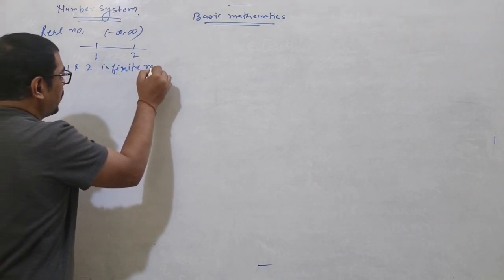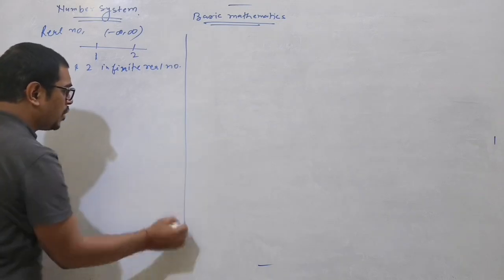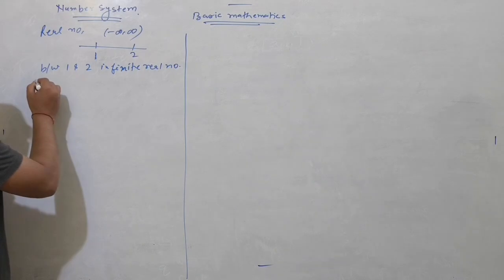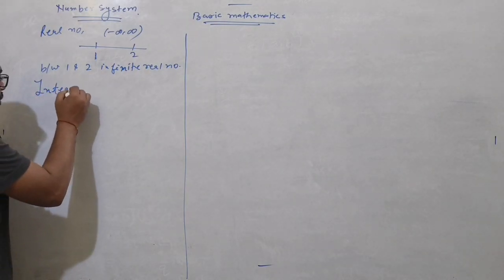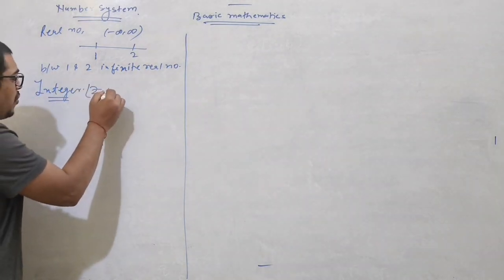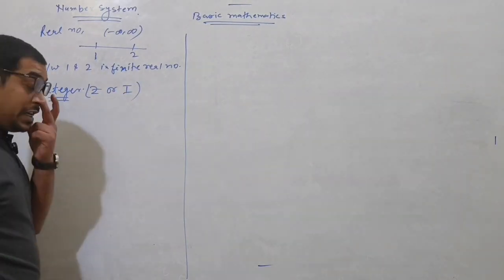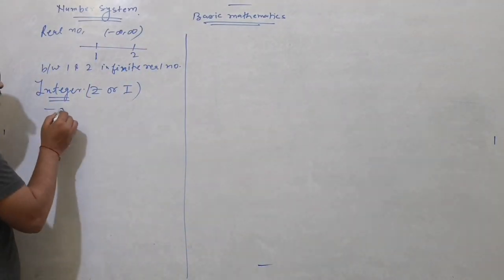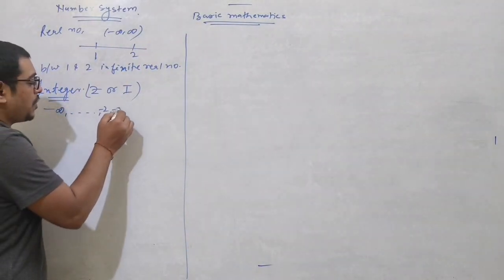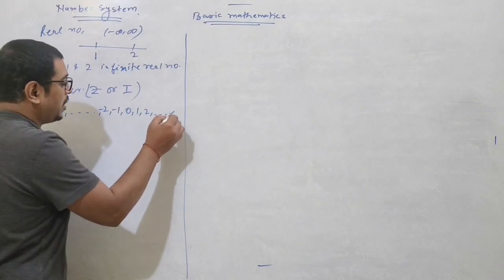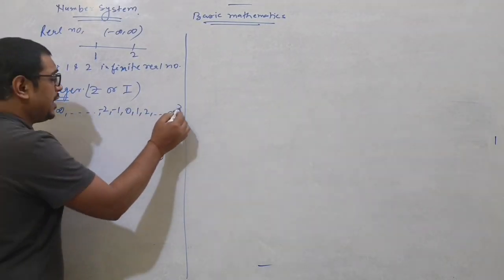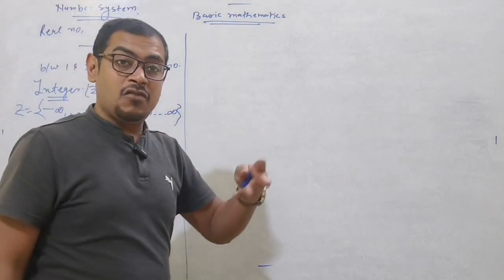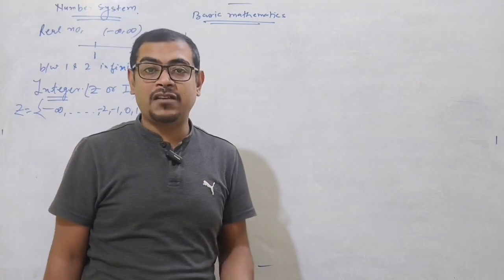Now the most important part is the integer. What is an integer, my dear students? Integer you can denote by Z or I. We already know integers are negative and positive: starting from negative, then -2, -1, 0, 1, 2, and so on to infinity. These are integers. But integer is divided into subparts, 4 parts.